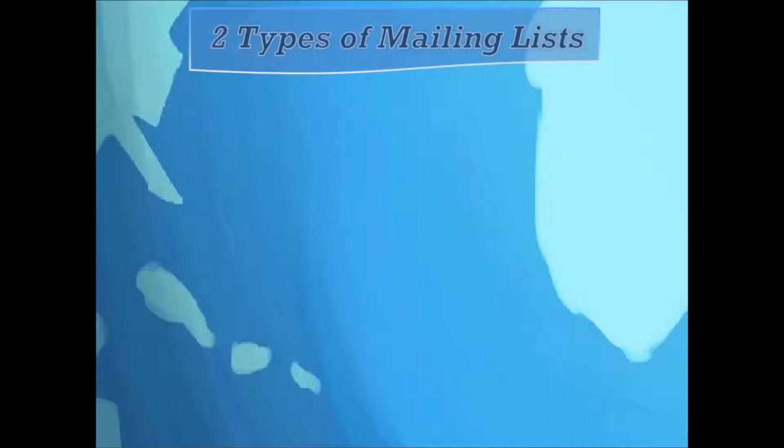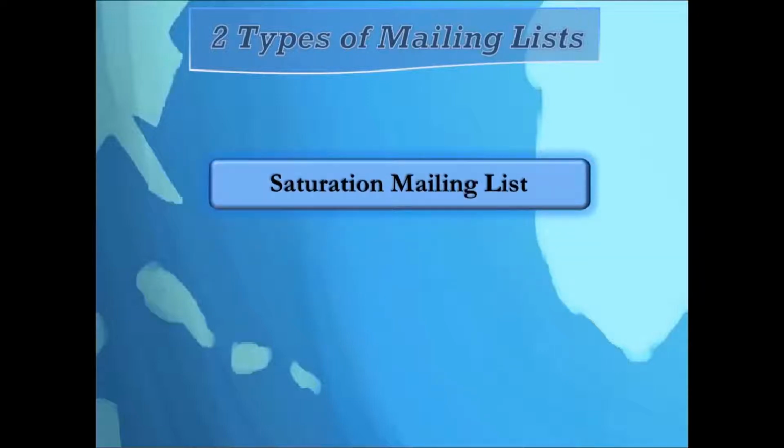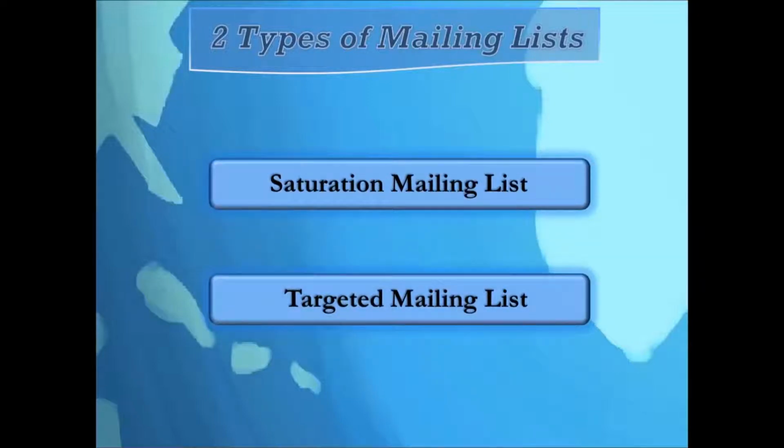Now that we've learned the different materials which we can choose to print our ads on, we need to figure out who we want to advertise to. And for that, we need a mailing list. There are 2 types of mailing lists: saturation mailing list and targeted mailing list.